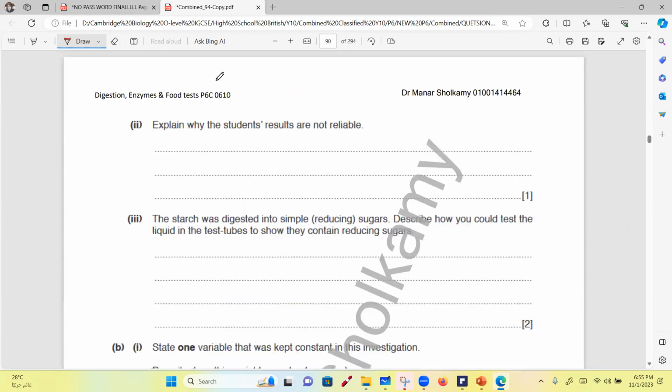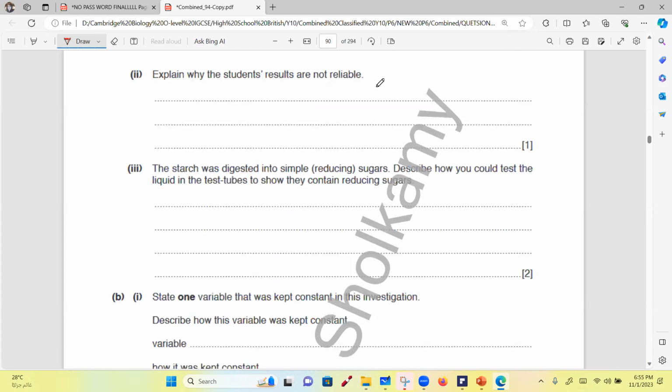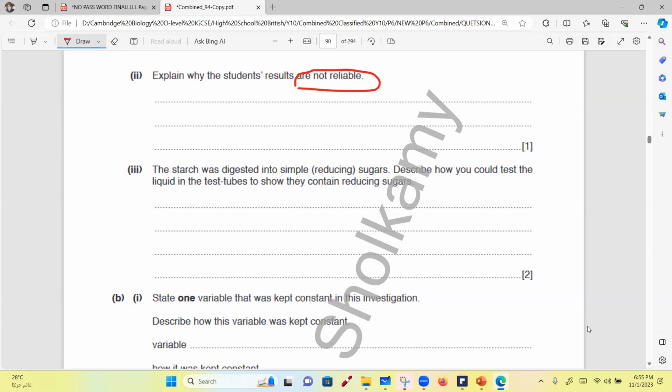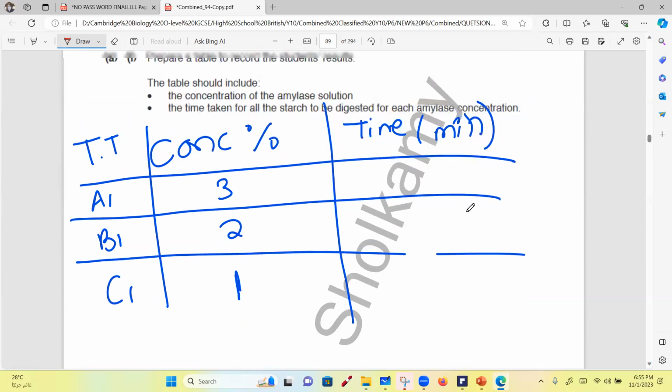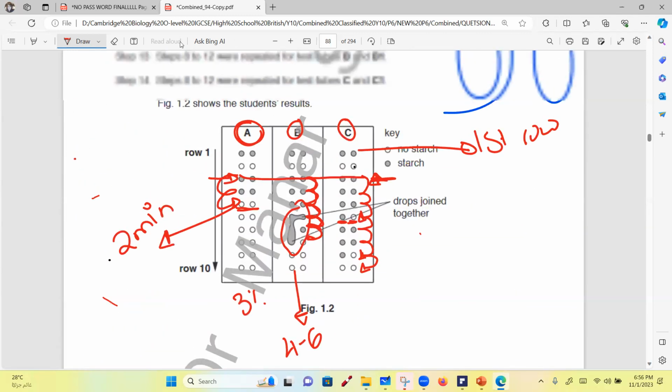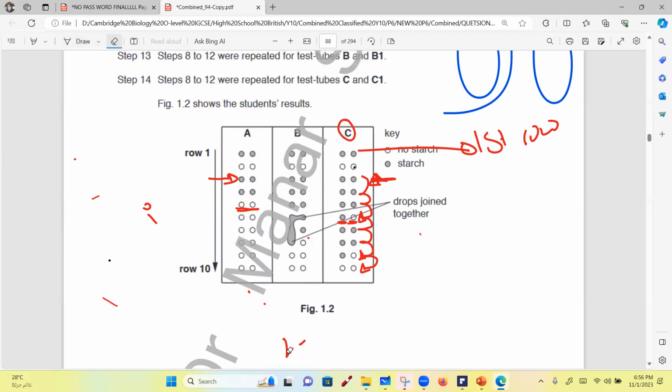Now let's move on. Explain why the students' results are not reliable. The common classic question, why are they not reliable? Let's go back and look at the results. These results were very messy. Inaccurate. It's inaccurate. Yes, they are asking you, why is it inaccurate?